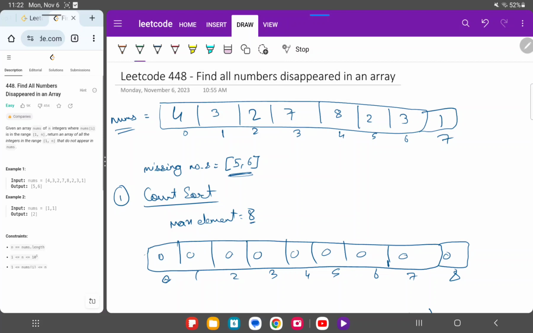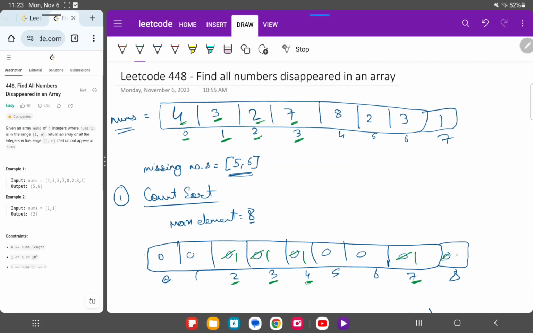So when i is equal to 0, basically we're working with nums[0], the element there is 4, so we go to index 4 and increment the value there by 1. Similarly, when i is equal to 1, nums[1] becomes 3. We go to a new index 3 in the count sort array and increment whatever the value there is by 1. We keep on working with this. So when i is equal to 2, nums[i] becomes 2. We go to index 2 and increment the value there by 1. When i is equal to 3, nums[i] is 7. We go to index 7 in the new count sort array and increment the value there by 1. Similarly, we keep making such changes.